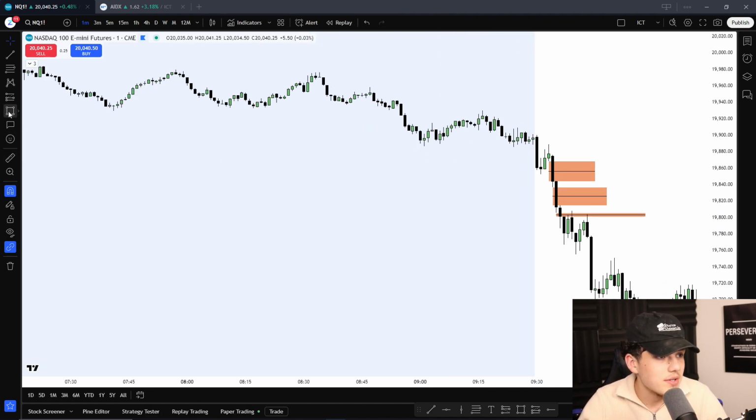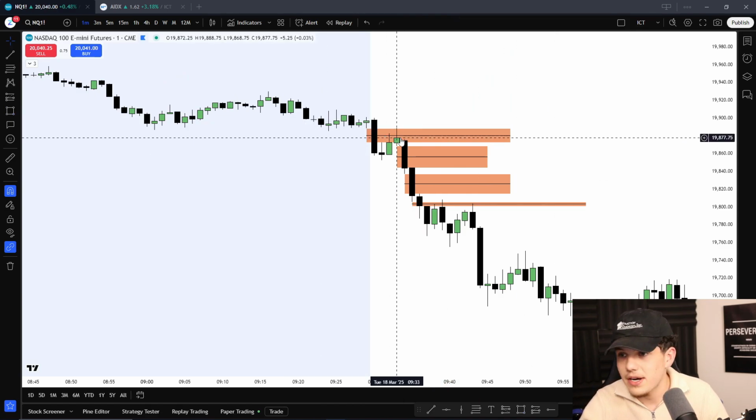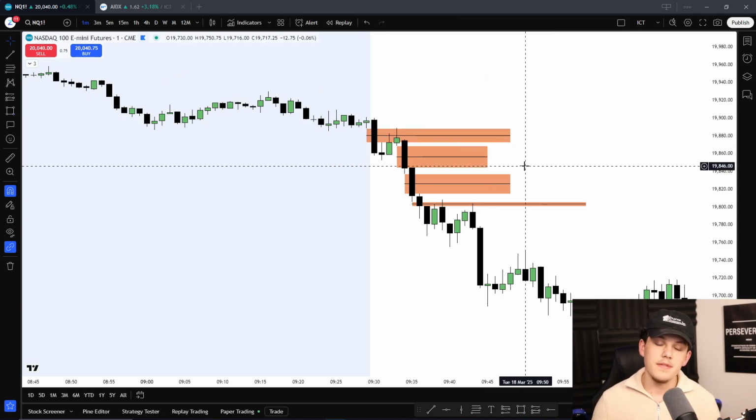But you can also see the original move that we went down off of. What happened? Price respected consequent encroachment. So yes, sometimes fair value gaps don't respect consequent encroachment and still respect the fair value gap. Sometimes price doesn't respect consequent encroachment and still respects the fair value gap. But majority of the times, if the fair value gap is going to work, that middle line will be respected by the bodies at least.